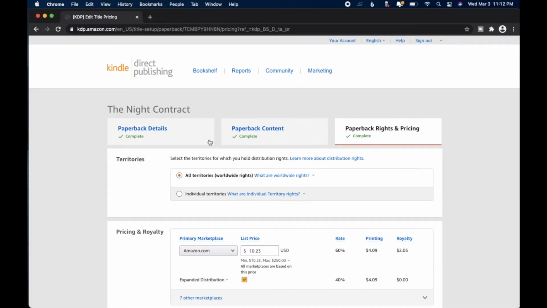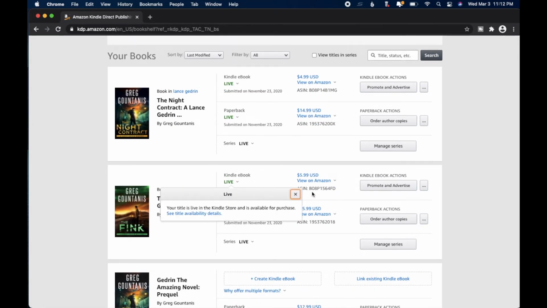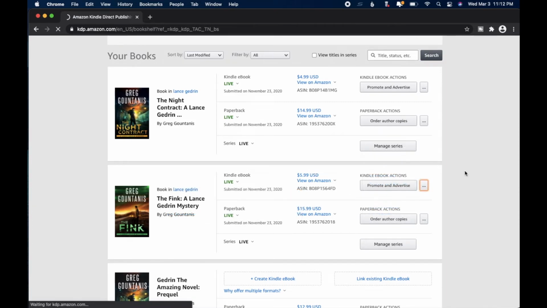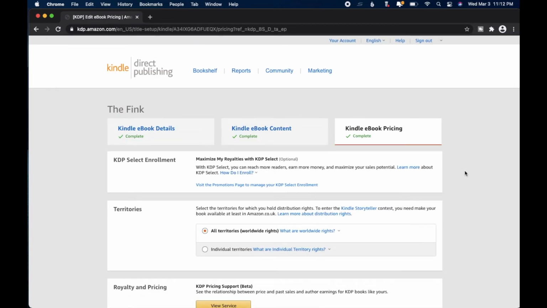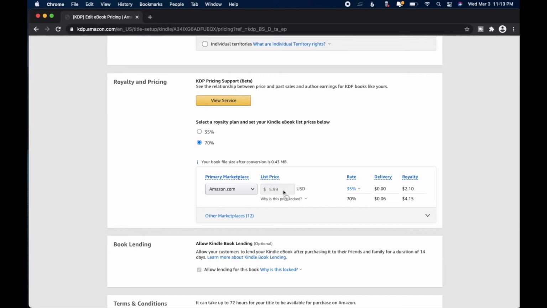And just for comparison, let's go back to the bookshelf. And let me show you The Fink, which is book two. I have the ebook priced a dollar more. And it's at $5.99. And as you can see, the delivery fee is a little bit less. This is a shorter book. I believe it was around 240 pages versus the 270 pages of The Night Contract. And the delivery fee is about 2 cents cheaper from before. And my royalty is $4.15. So it's a little bit of a higher royalty than The Night Contract, but that's because the price point is a little bit higher.